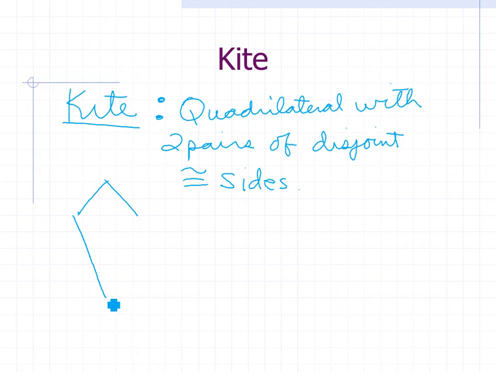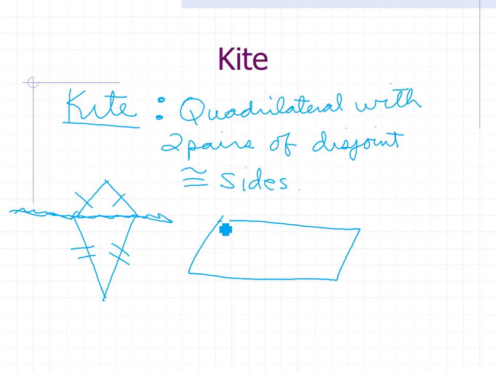If I draw this picture, and these two sides are congruent, and these two are congruent. What it means by disjoint, if I was to cut this kite right through there, I have two congruent sides here and two congruent sides here. Does that work with a parallelogram? No.